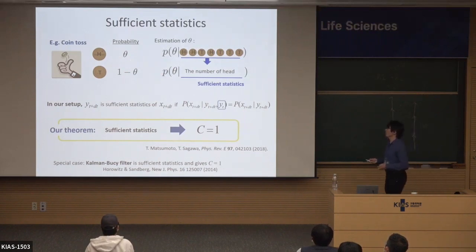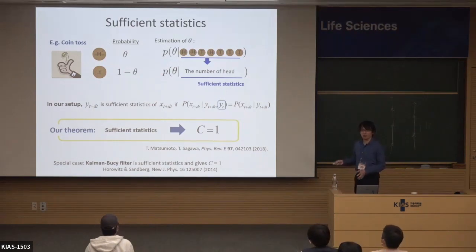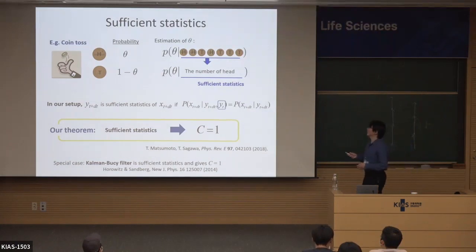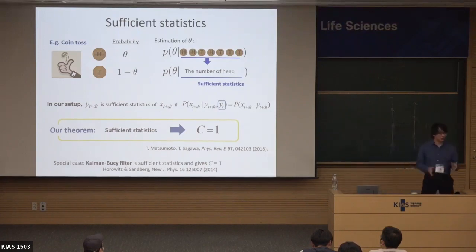But to get the information about the probability theta, we don't need the entire information about the sequence, only the ratio of H and T is relevant. And if we know the ratio of the numbers of head and tail, we can make the best estimation about theta. So in this case, the ratio of the numbers of head and tail is called the sufficient statistics. The full information is the perfect information about the sequence, but we don't need that in this case, and just that ratio of the numbers is important. So this is the basic idea of sufficient statistics.